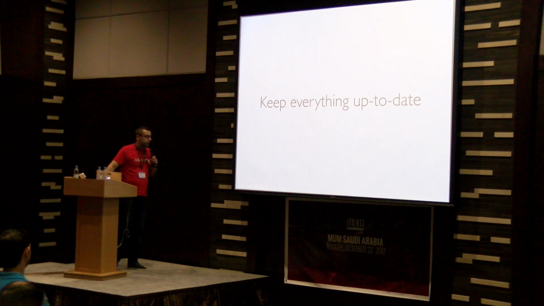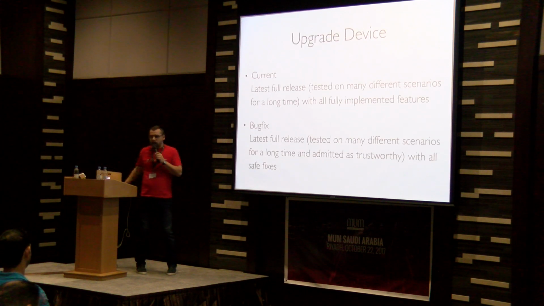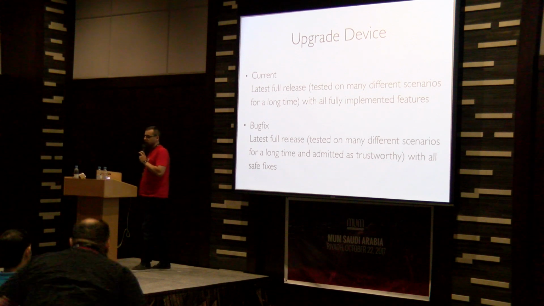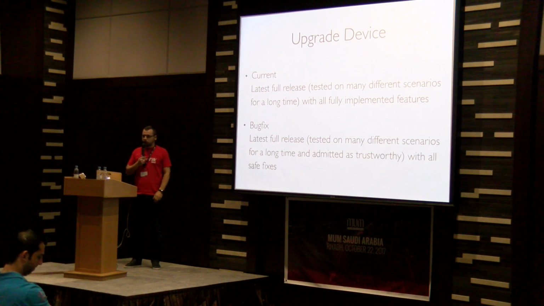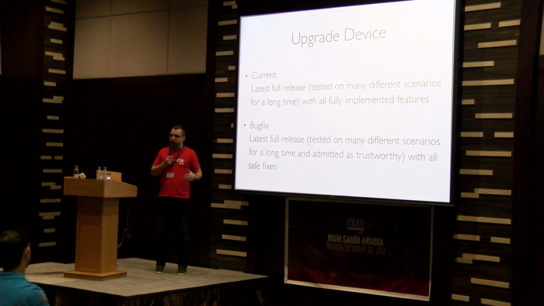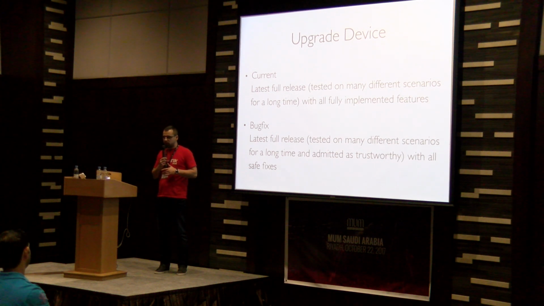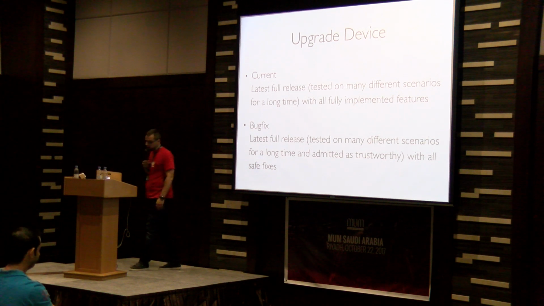Okay, very simple advice. If something isn't working as expected, keep everything up to date. In RouterOS, at the moment, we have 3 possible upgrade channels. The first one is the current version. It's the latest stable version, which includes all the fixes and all the latest features available. So if you want to use the latest features and a pretty safe RouterOS version, then use the current channel.